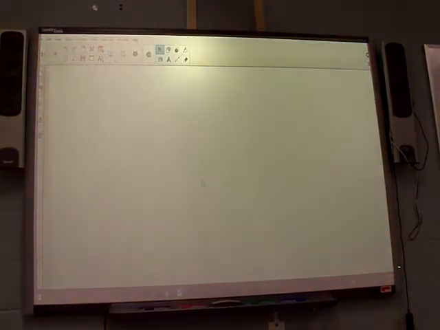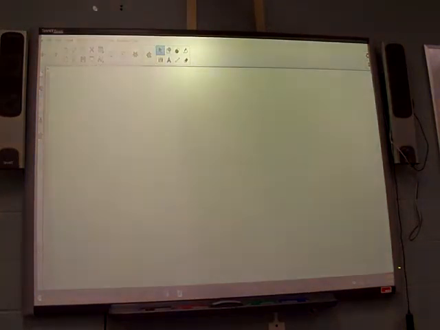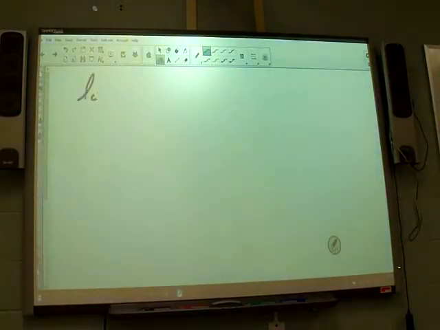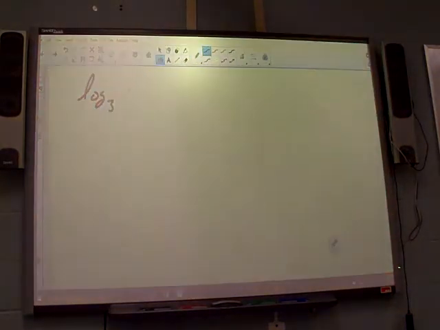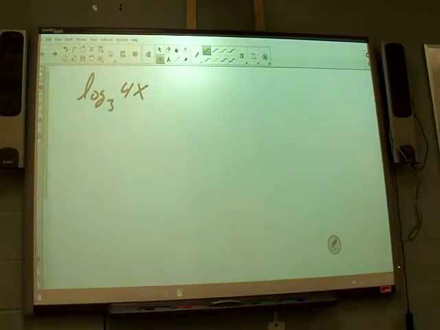I'm going to start us off here with some ugly looking log functions. This first one will be not too ugly. It says log base 3 of 4x. There's nothing to solve there because we don't know what x is.